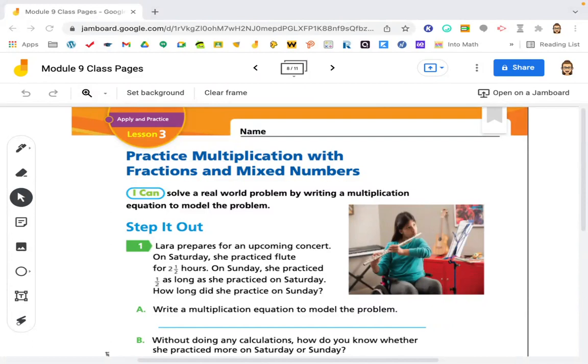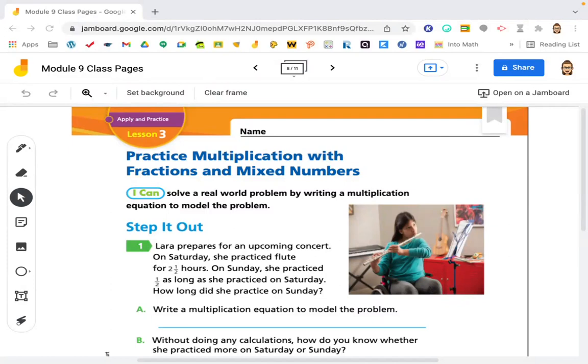It says Laura prepares for an upcoming concert. On Saturday, she practiced flute for 2.5 hours. On Sunday, she practiced one half as long as she practiced on Saturday. How long did she practice on Sunday? Write a multiplication equation to model the problem.